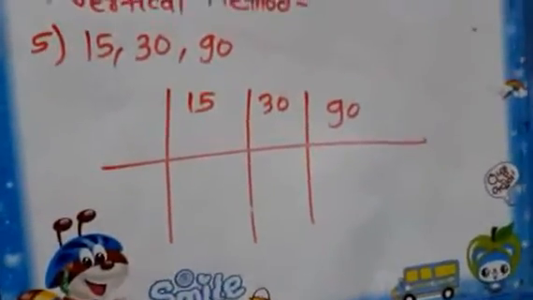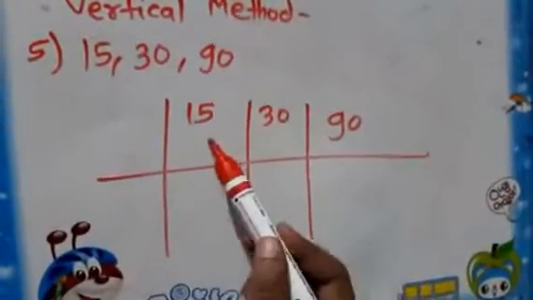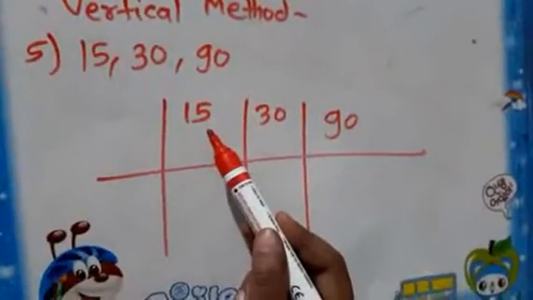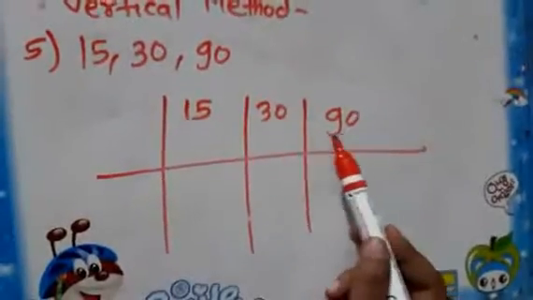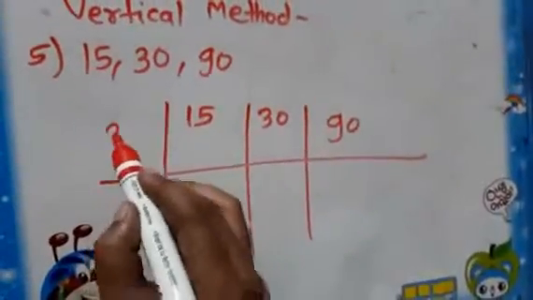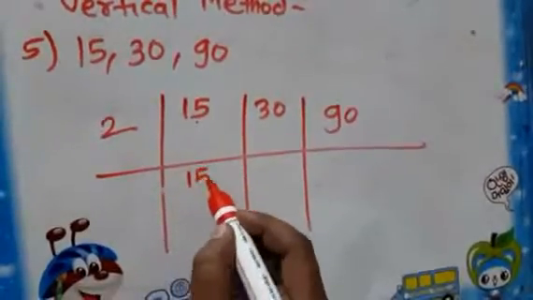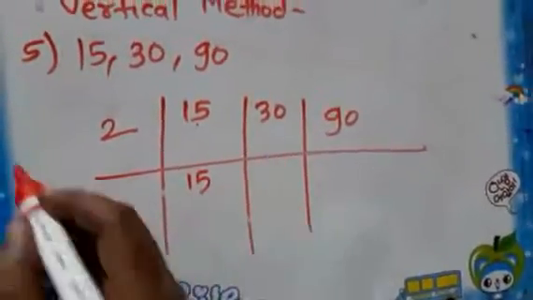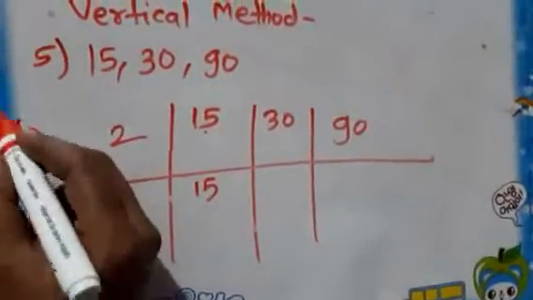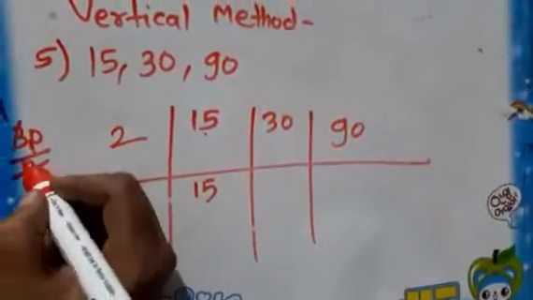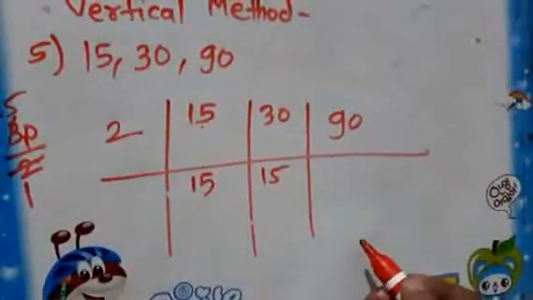Next is 15, 30 and 90. 15 is not divisible by 2. This is divisible by 2. This is divisible by 2. So for both these numbers we can take 2. As 15 is not divisible by 2, 15 as it is. Below 30 what should be written? 30 divided by 2. 2 1s are 2. This will be 1. 1 will be carried. 2 5s are 10. So here will be again 15.